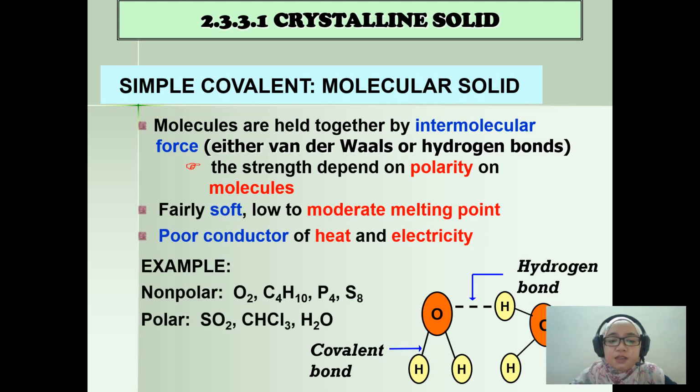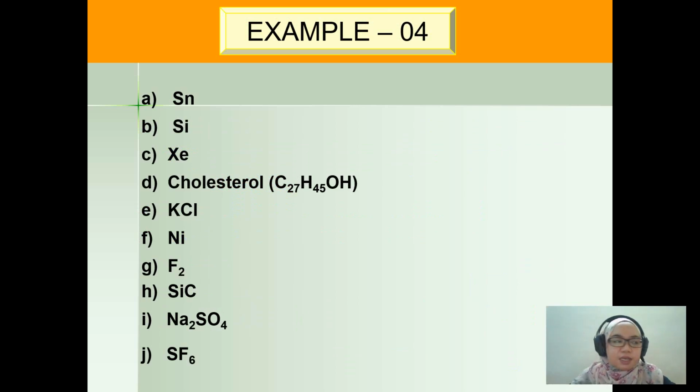So, for example, carbon dioxide, oxygen gas, P4, S8, SO2, H2O, okay. So, dia untuk polar dengan polar molekul, dia punya type of solid dia adalah molecular solid, okay.